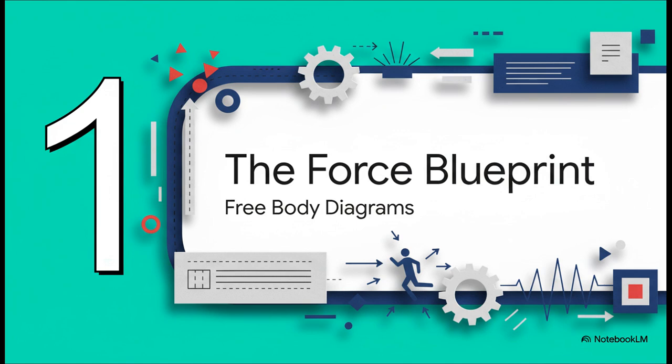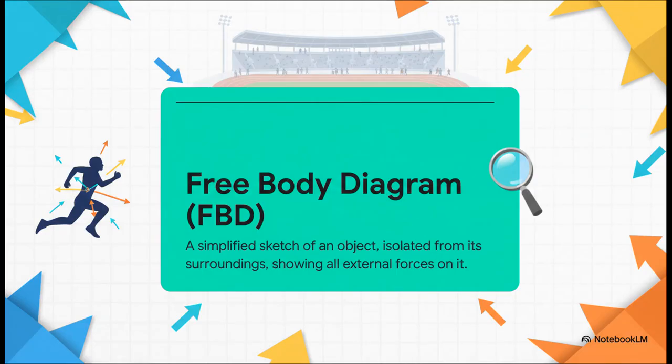Okay, our very first tool is the foundation for absolutely everything that follows. I want you to think of it as the essential blueprint for any kind of kinetic analysis. It's how we can isolate an object and see every single external force acting on it with total precision. It's called a free body diagram, or FBD for short. And the whole point here is to simplify a really complex situation. We strip away everything, the background, the crowd, the noise, and we just focus on the athlete and the forces. It's all about achieving crystal clarity.